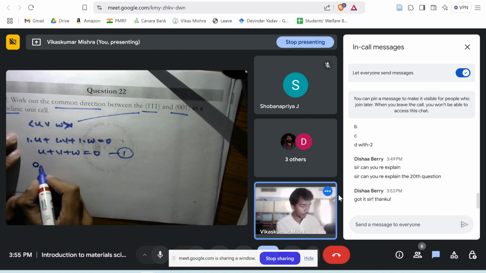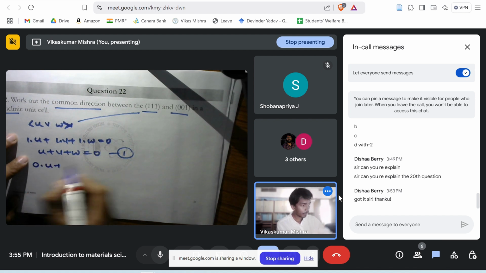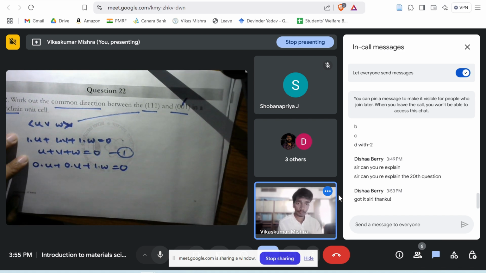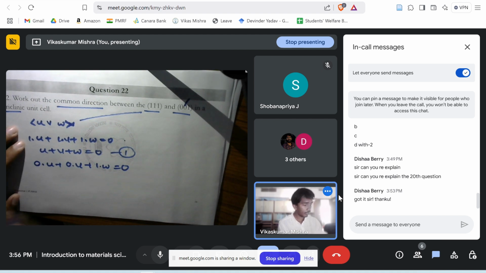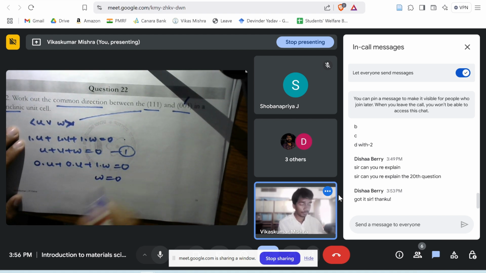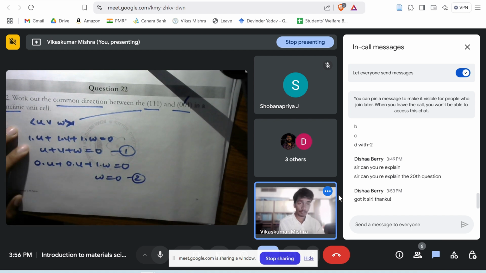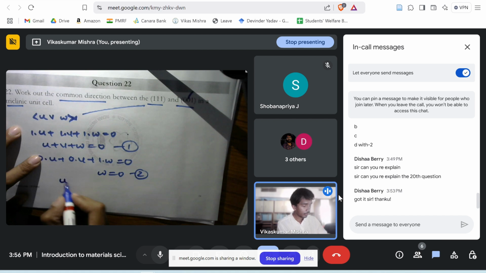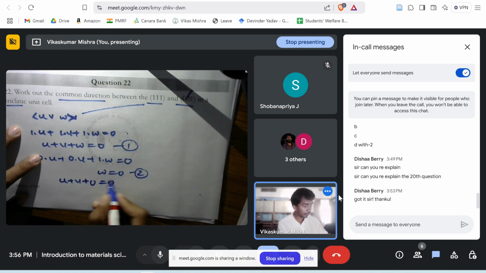So 0 times u plus 0 times v plus 1 times w is equal to 0. So from here what we have got is w is equal to 0. So this is equation 2. Substitute this in equation 1, what you will get, u plus v plus w, which is 0, is equal to 0. So u is equal to minus of v.